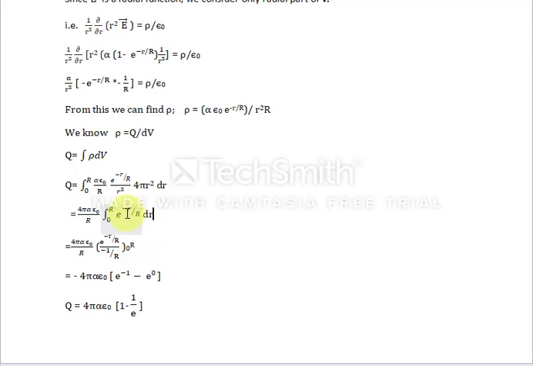Integrating this with respect to small r, we get 4 pi alpha epsilon 0 by R times e raised to minus r by R divided by minus 1 by R in the limit 0 to R. Solving this, we get minus 4 pi alpha epsilon 0 into (e raised to minus 1 minus e raised to 0), and interchanging these two terms we get q equal to 4 pi alpha epsilon 0 into (1 minus 1 by e). This is our answer.